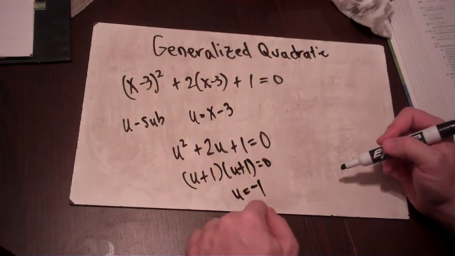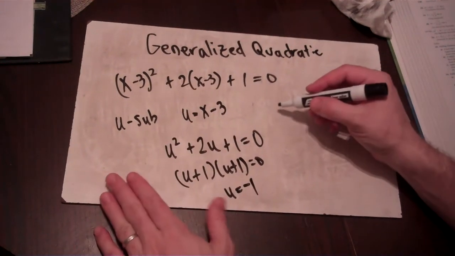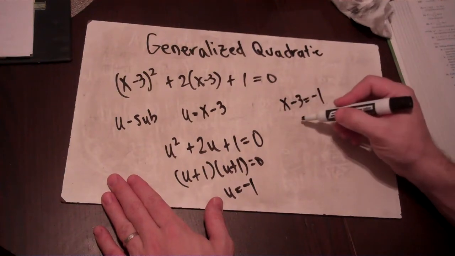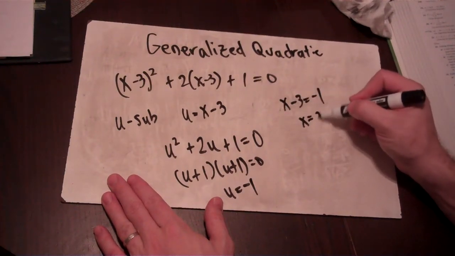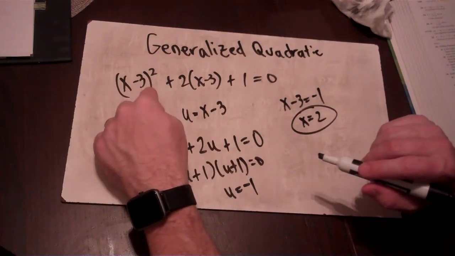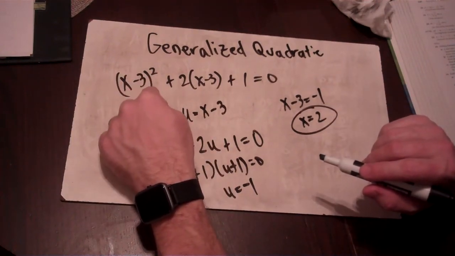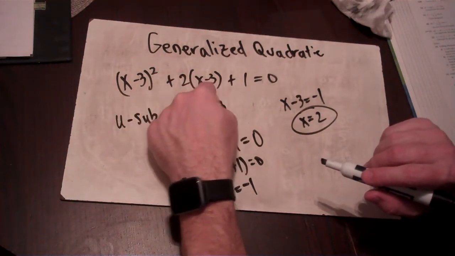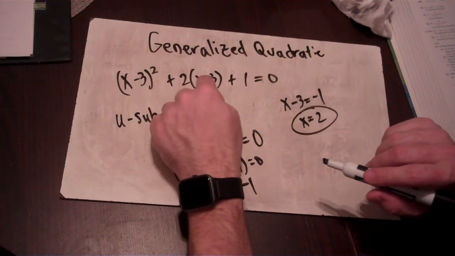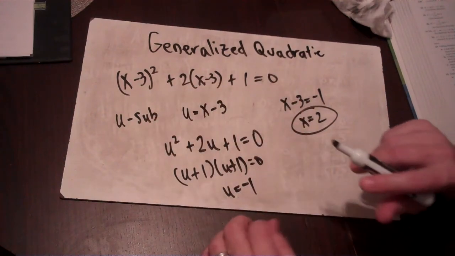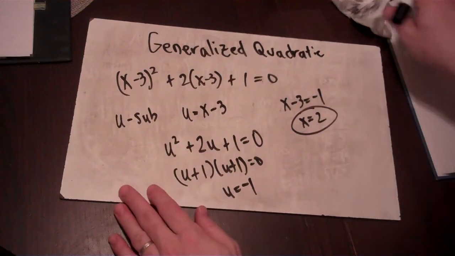Now that would solve out for what u is equal to, but remember u is equal to x minus 3 in the original thing. So what this tells me is x minus 3 is equal to negative 1. And if I add 3 to both sides, I get x is equal to 2. Now this actually gives me my solution, because 2 minus 3 is negative 1, negative 1 squared is 1. 2 minus 3 is negative 1, 2 times negative 1 is negative 2. So I got 1 minus 2 plus 1 is 0. So it actually does give me the solution to the equation that I have right there.